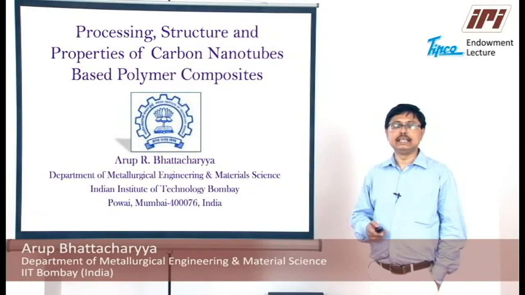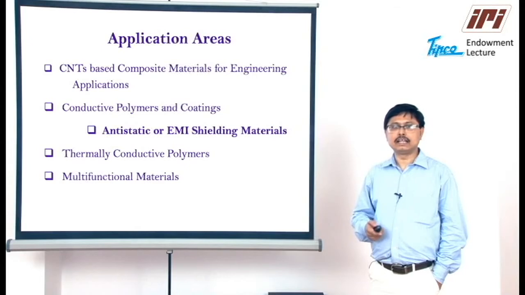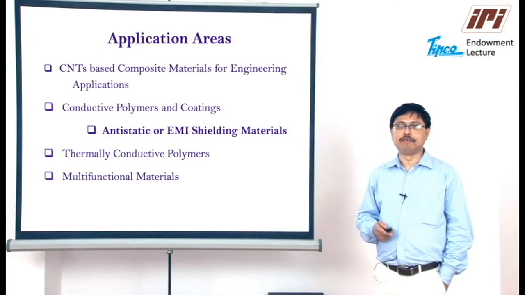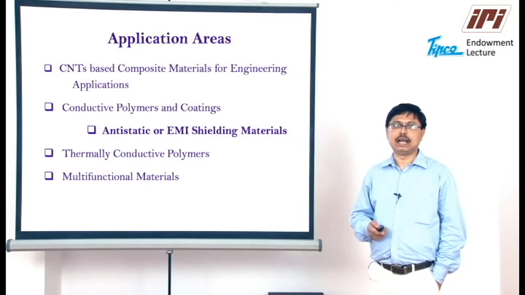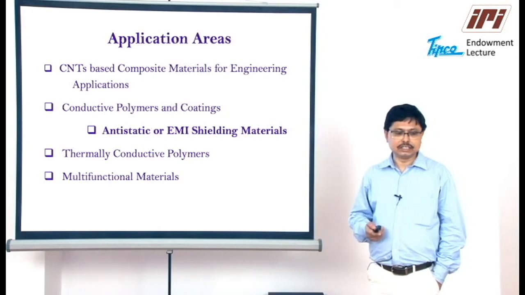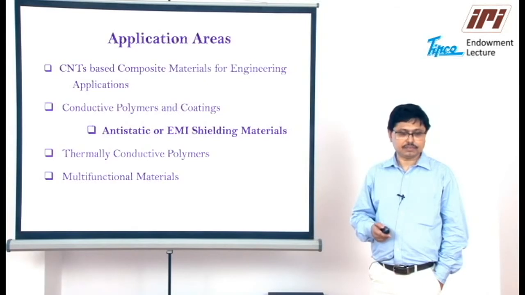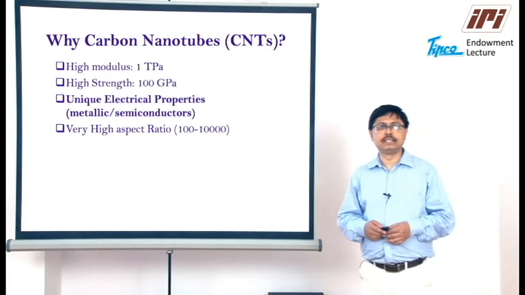Over the last 10 years, carbon nanotube based polymer composites have gained considerable interest in the academic and research community. If you look at the application areas, CNT based composite materials are finding various applications as structural materials for engineering applications, conductive polymers and coatings as anti-static or EMI shielding materials, as thermally conductive materials, overall as multifunctional polymer composites. But the question is, why carbon nanotubes?